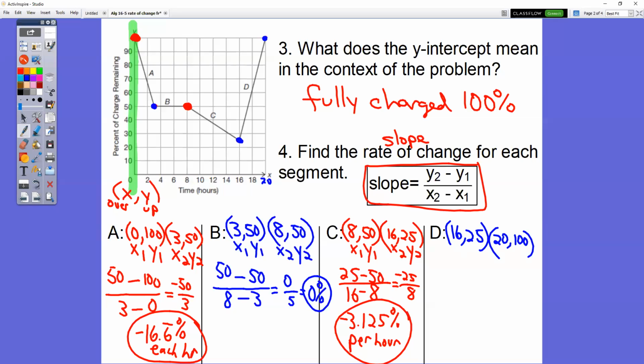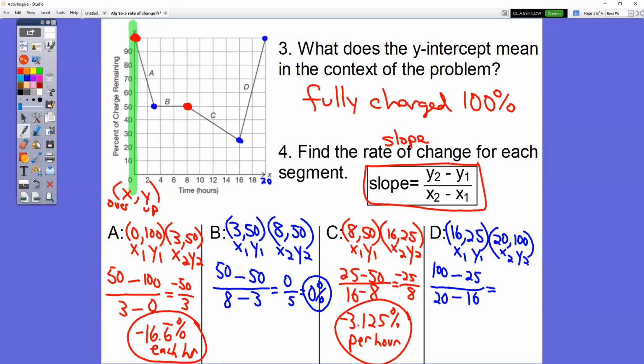All points are written X, Y. So this is an X, this is a Y. This is an X, this is a Y. 16, 25 is your first point. So these get ones. 20, 100 is your second point. Those get twos. Draw your fraction bar, put your two minus signs. Y2 minus Y1. 100 minus 25. X2 minus X1. 20 minus 16.